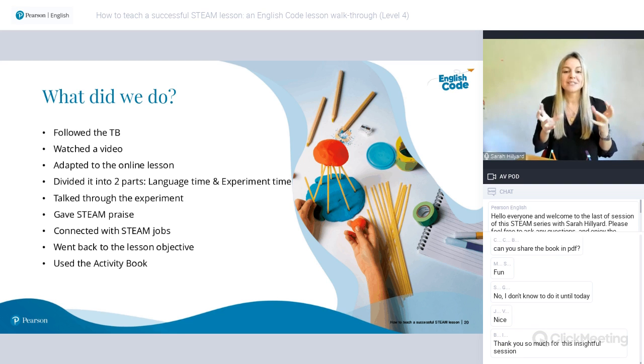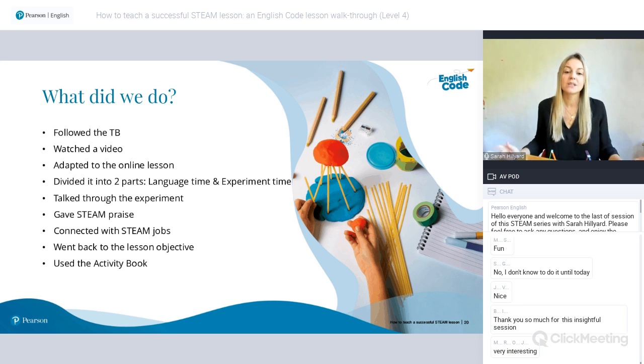I try to adapt it a little bit to the online lesson. So if you're teaching online, this is something that you might have to do. Think about how can your students build a bridge if they haven't got clay at home or if they haven't got ice lolly sticks. If you're doing it online, think about how you can adapt it. I know it's perhaps not ideal, but we're still learning about the bridges. The concepts are still there.